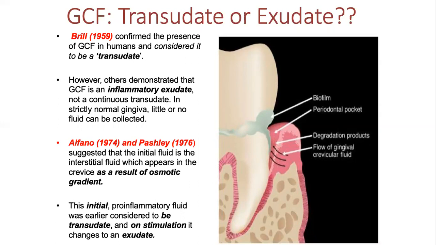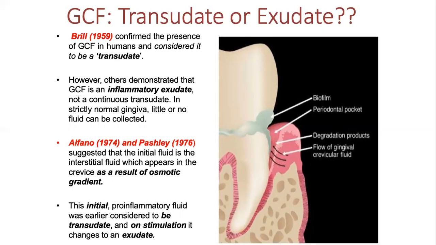However, it was Loe and Holm-Pedersen who considered it an inflammatory exudate. They demonstrated that GCF is an inflammatory exudate and not a continuous transudate. In a strictly normal gingiva, very little or no fluid was collected. Only in an inflammation or irritation condition can this fluid be collected. So how to define GCF? We can say that GCF is defined as a physiological fluid secreted in the gingival crevice that is classified as inflammatory exudate during disease or serum transudate during health.